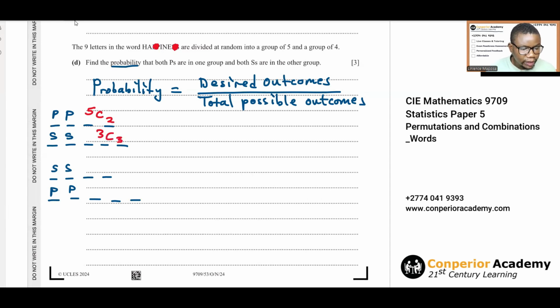Again, the same situation down there. If you want to fill in the first 2 boxes, you have those 2 spaces. You are going to pick from 5 and you want 2. Then you are left with 3. Then you're going to say 3 choose 3. So these are the desired outcomes.